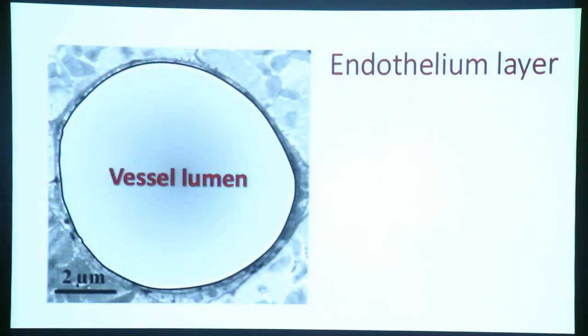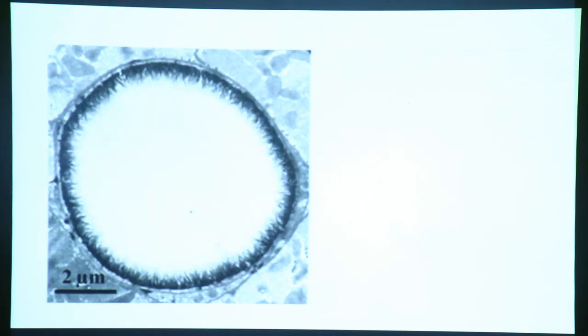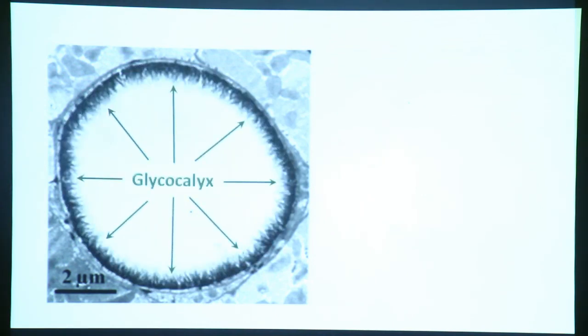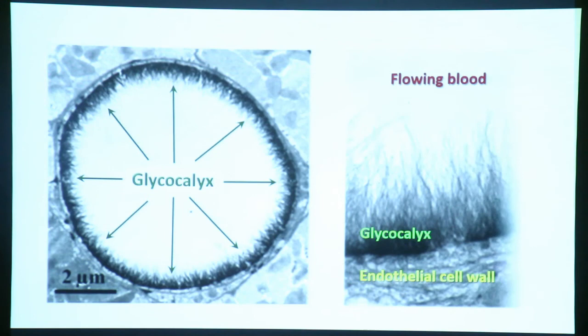Now look at the endothelium layer. When you look at the endothelium layer, we believed that the endothelial layer inside the vascular lumen is completely smooth, until we were shown that it is not so. This endothelial cell lining inside the lumen has something which is called the glycocalyx. These are hair-like structures which grow inside the lumen of the endothelial capillaries. And they actually look like this.